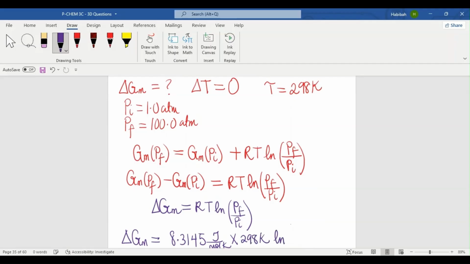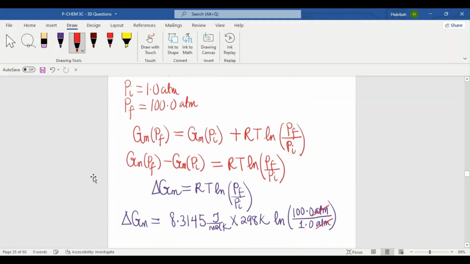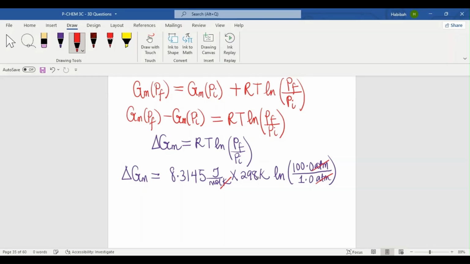Then ln of P final, which we know to be 100.0 atmospheres, divided by P initial, which is just 1.0 atmospheres. So, of course, we cancel out the atmospheres, and we cancel out the Kelvin.